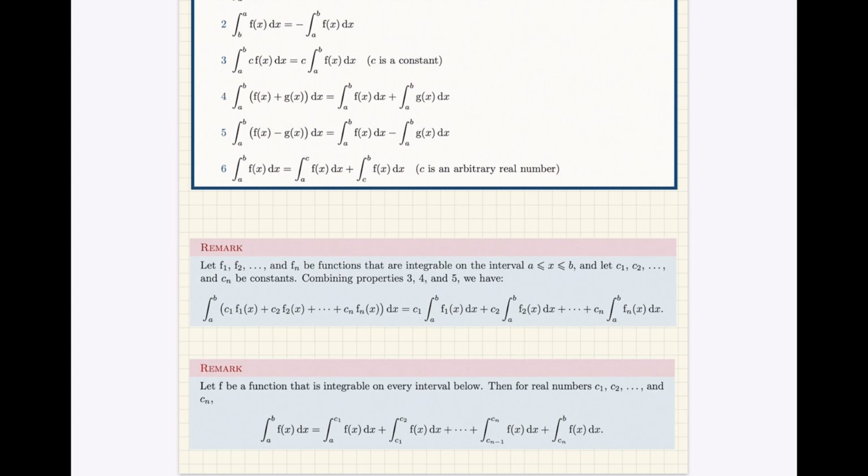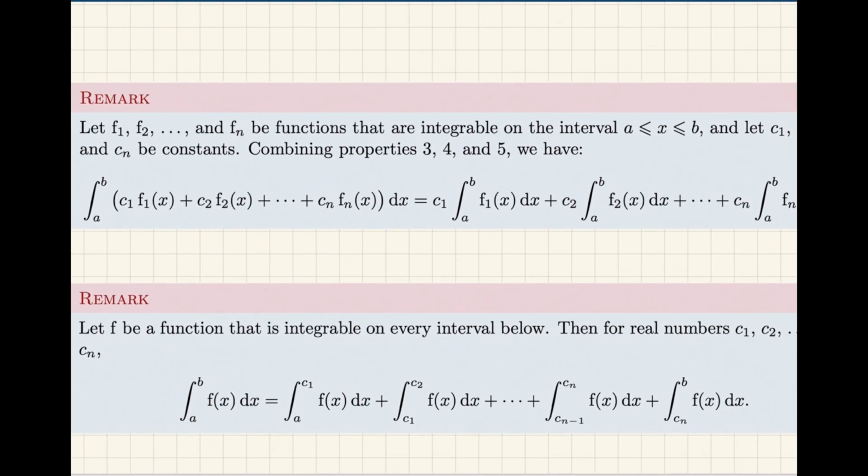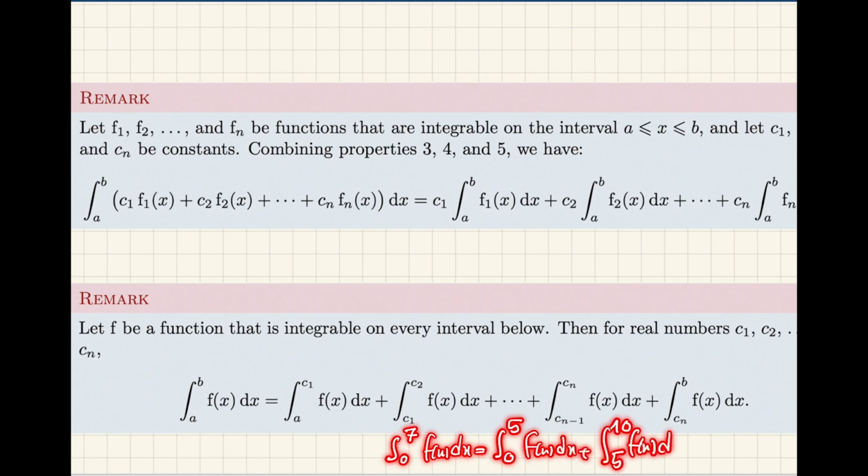You can break the integral if you want to more than two integrals. For example, if you want to go from integral from a to b, you can go from a to some number c1, go from c1 to another number c2, and continue this process, and finally, you can go from the final number to b. For example, if I want to go from 0 to 7 of an integral, I can go from 0 to, I don't know, 5 f of x dx. I can go from 5 to 10 f of x dx, and then I return from 10 to 7 f of x dx. So this is also a valid decomposition.